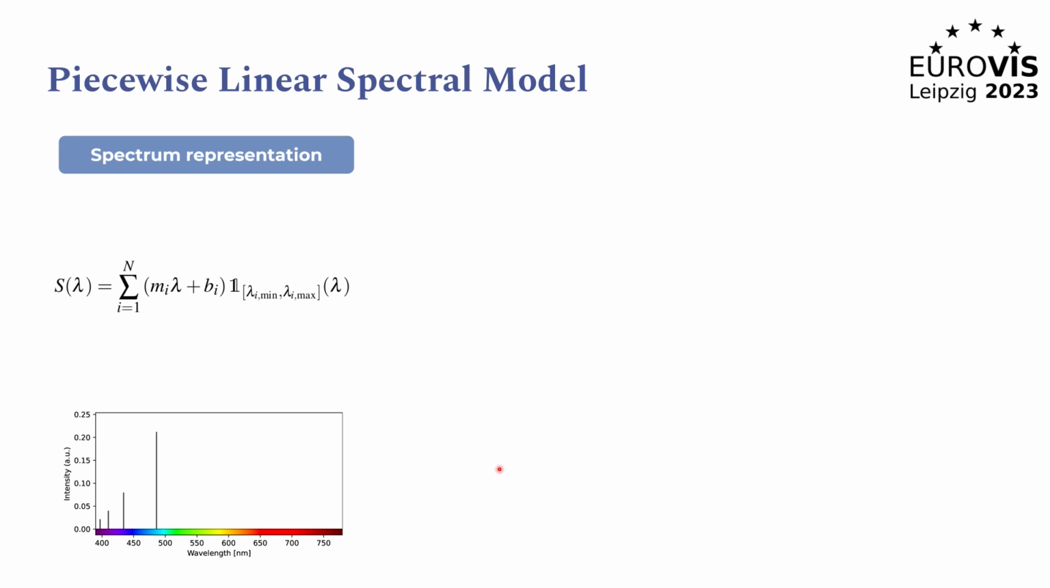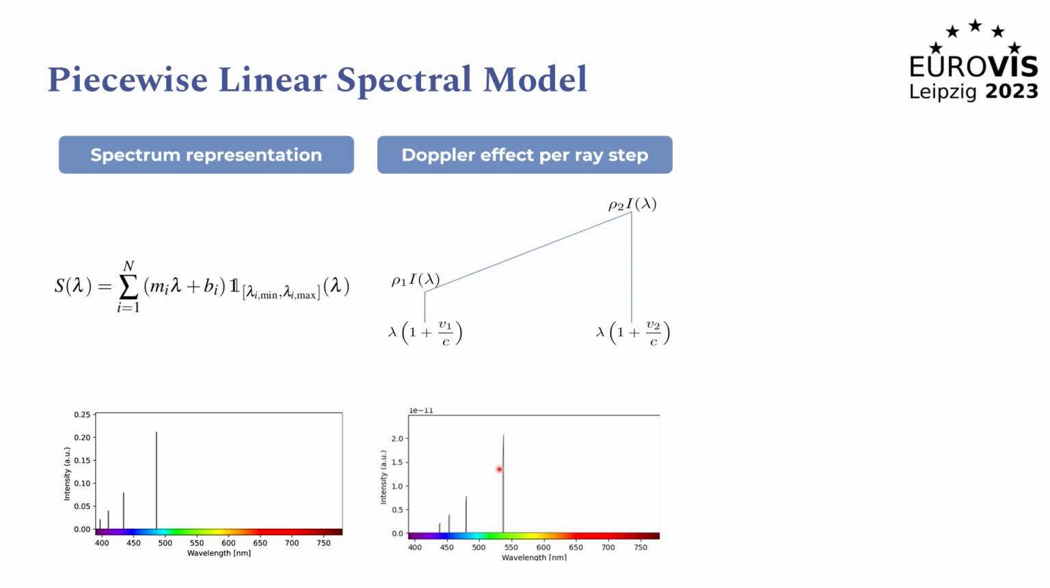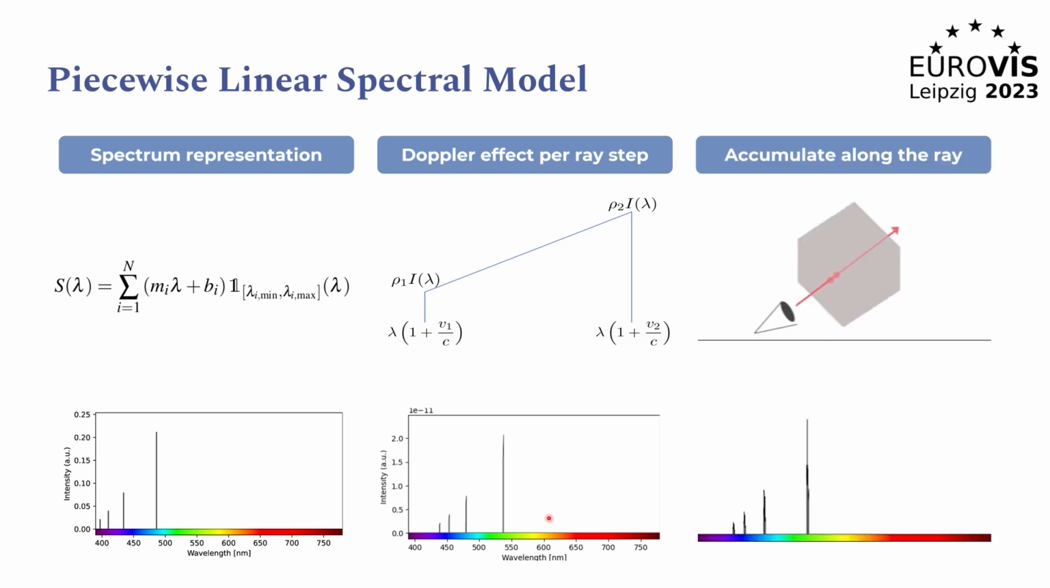In this model, we model the spectra as a bunch of non-overlapping linear pieces over a certain interval. What we are going to do at every step is take 2 samples and apply the Doppler effect, giving us a trapezoidal shape, and then we'll do this for every line in the spectrum, giving us this spectrum. And we are going to get something like this at every step along the ray.